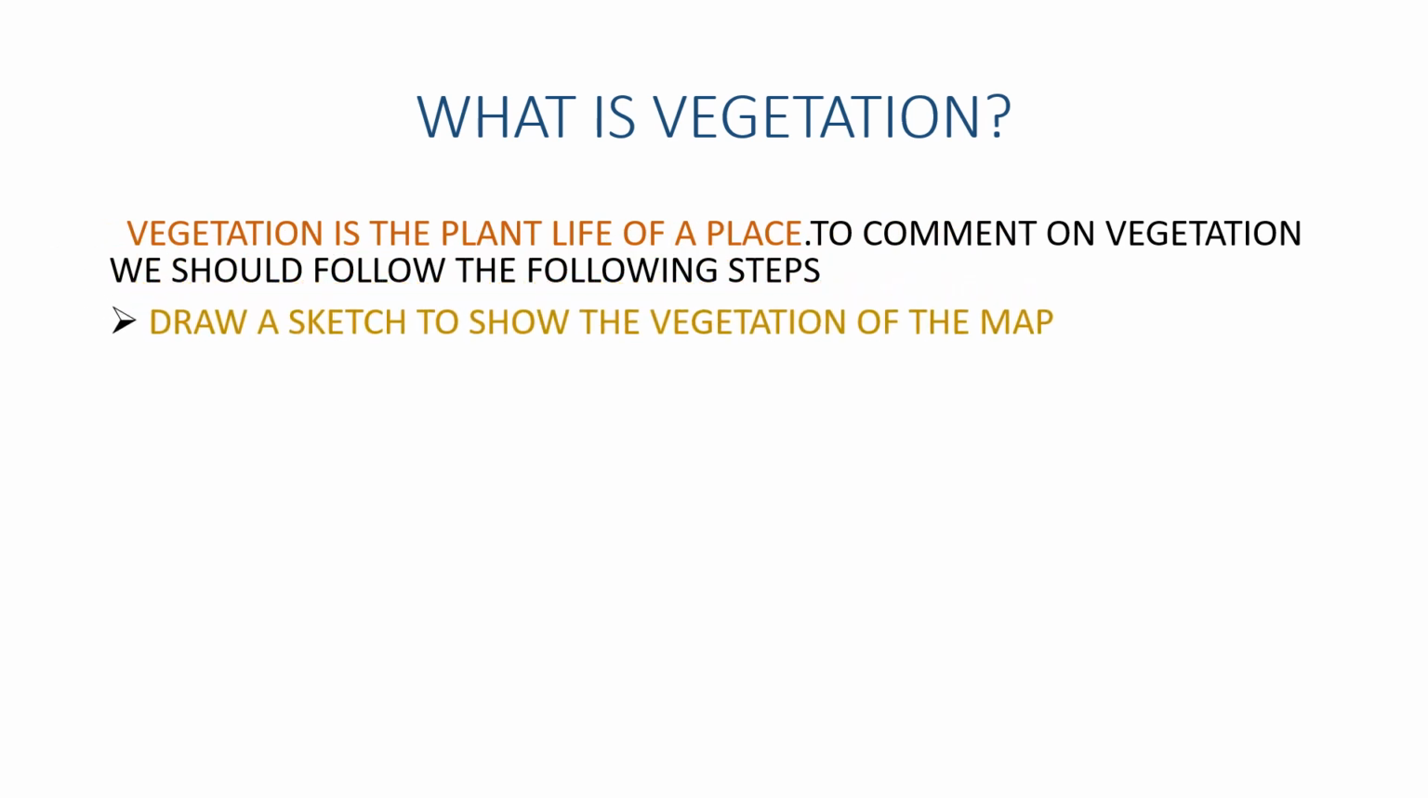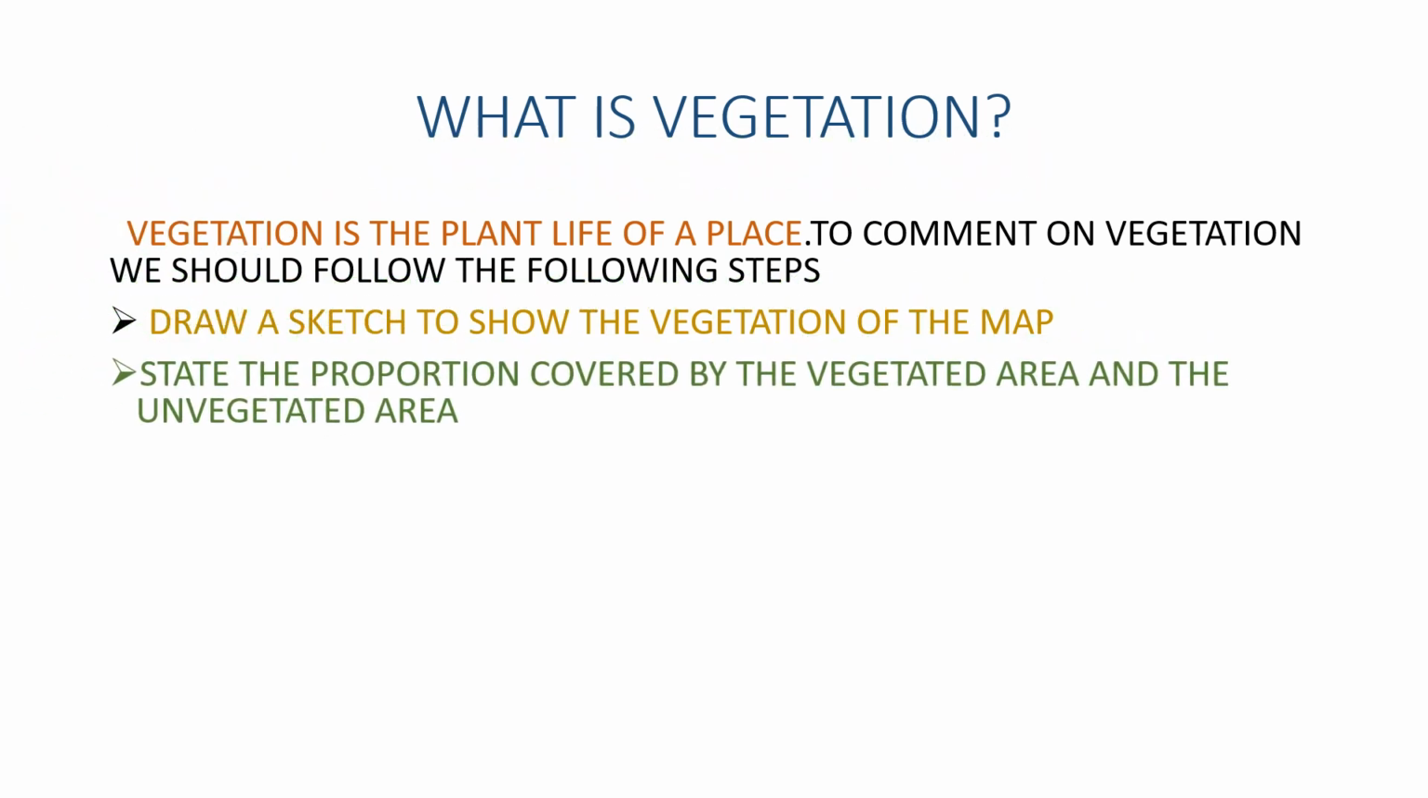Step 1. Draw a sketch to show the vegetation of the map. State the proportion covered by the vegetated area and the unvegetated area. What I mean by the vegetated area is the area that is covered by grass. We have to know that on a map, anything green stands for vegetation. So anything that we see green, we know that is vegetation, and those areas that are not green, we call the unvegetated areas.